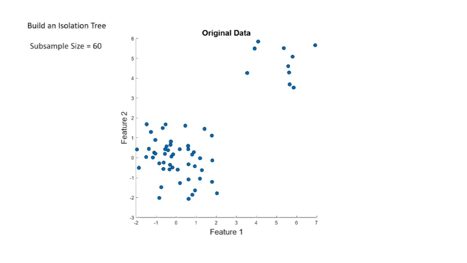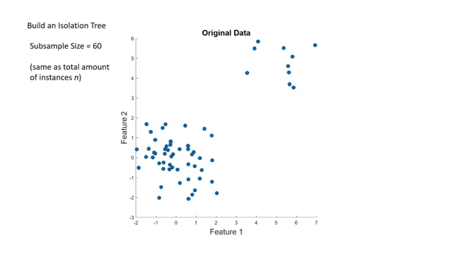According to the authors of the paper, contrary to existing methods where large sampling size is more desirable, this method works best when the sampling size is kept small. Because our example only has 60 instances, that will be our subsample size.